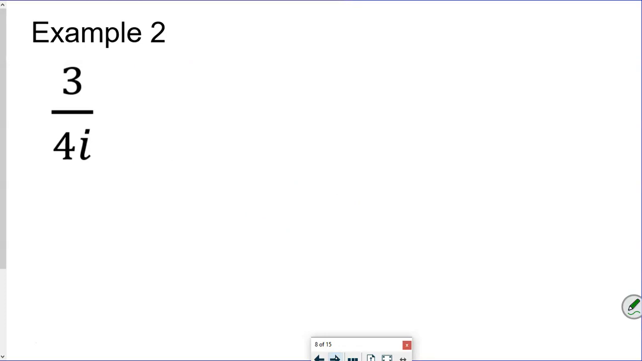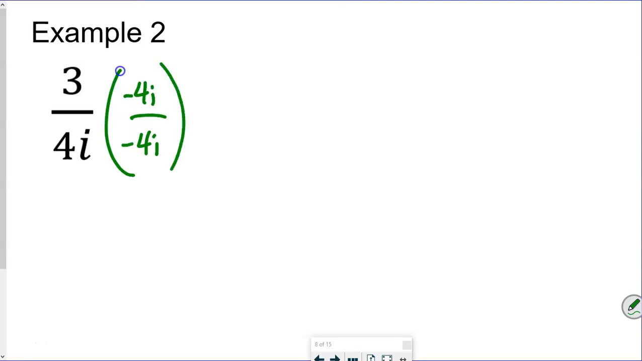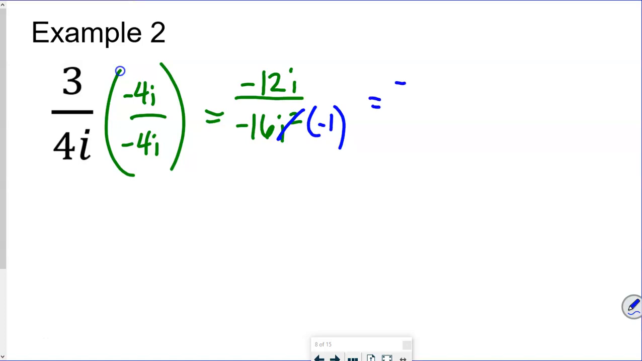Here's our next one. This one's a little easier. We like it easy, right? Okay, so this time, again, we're going to multiply by minus 4i over minus 4i. So this is going to be minus 12i over negative 16i squared, keeping in mind, once again, that this is changing to a negative 1. So that's going to be equal to negative 12i over, negative 16 times negative 1 is a positive 16, right? And this reduces, right? Because both of them are divisible by 4. So this is going to be negative 3i over 4. And sometimes this is just written negative 3/4 i, y'all.